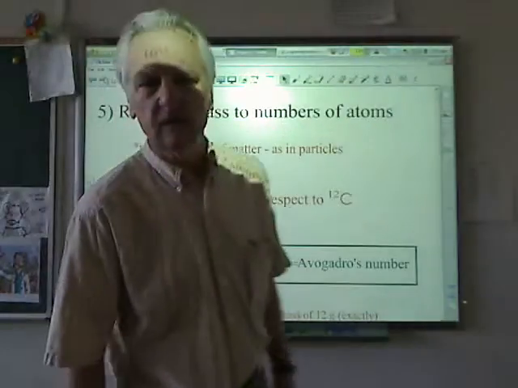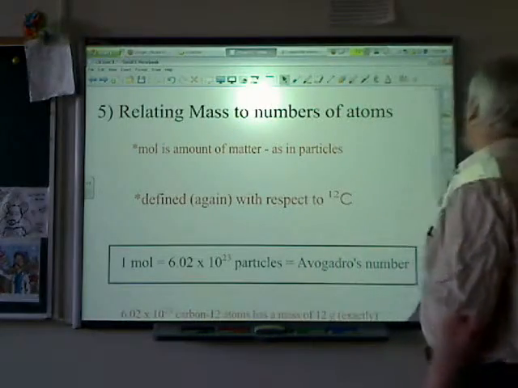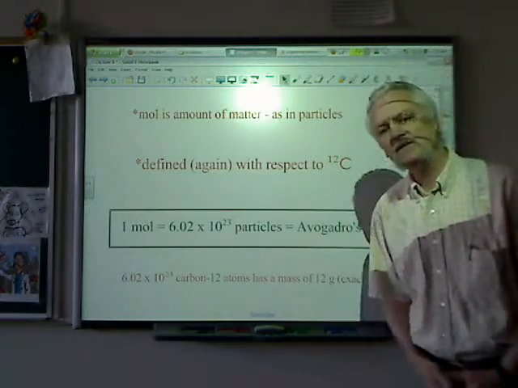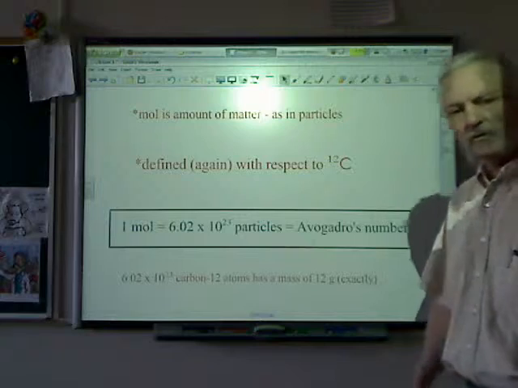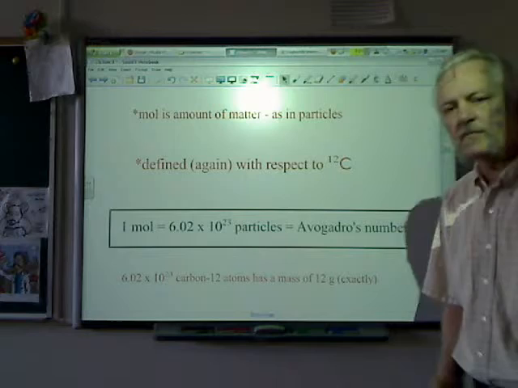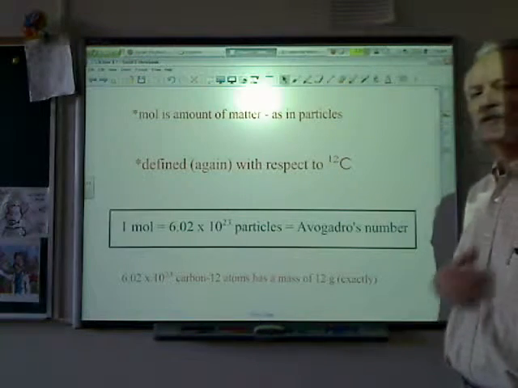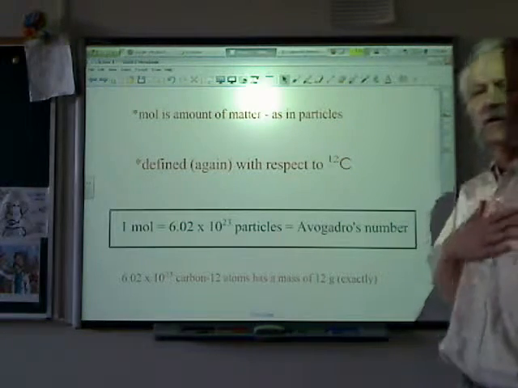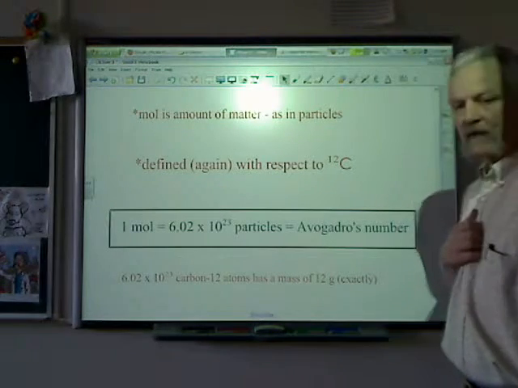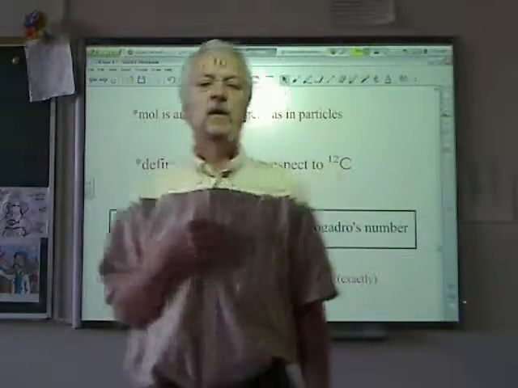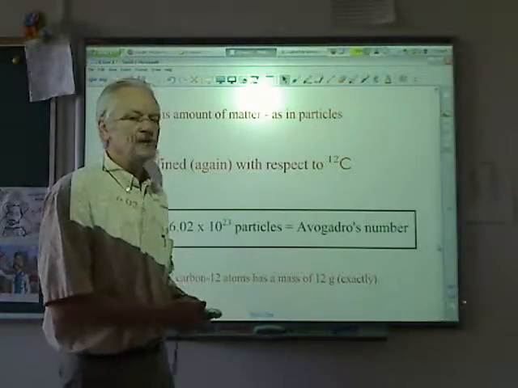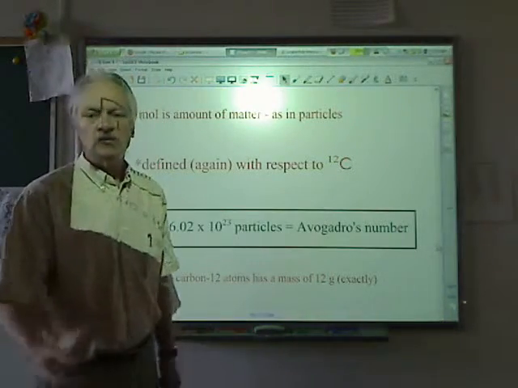It happens to have the numerical value of 6.022 times 10 to the 23rd, a lot of particles because the atom is very small. It's called Avogadro's number. And at the bottom there, the statement that more or less completes the loop. If you took 6.022 times 10 to the 23rd carbon-12 atoms, you would end up with a mass of exactly 12 grams. And so now we have the number that allows us to work effortlessly between an easily measured quantity, mass, and the actual number of particles.